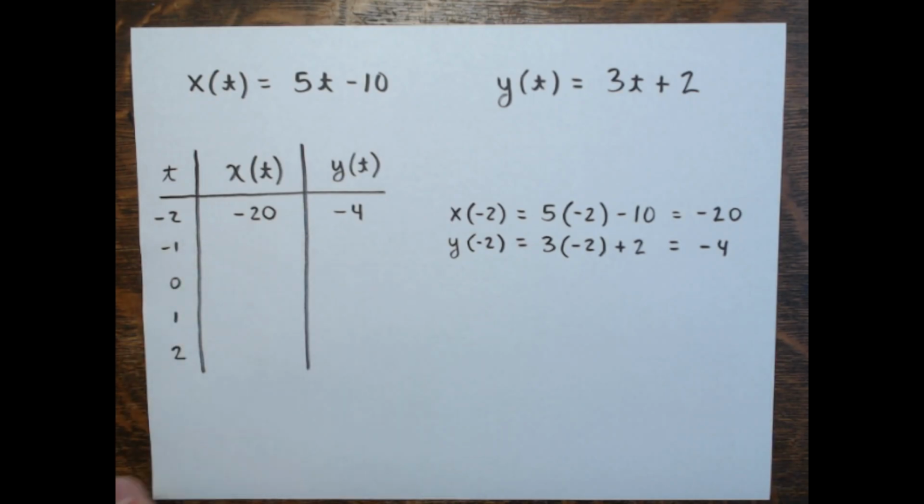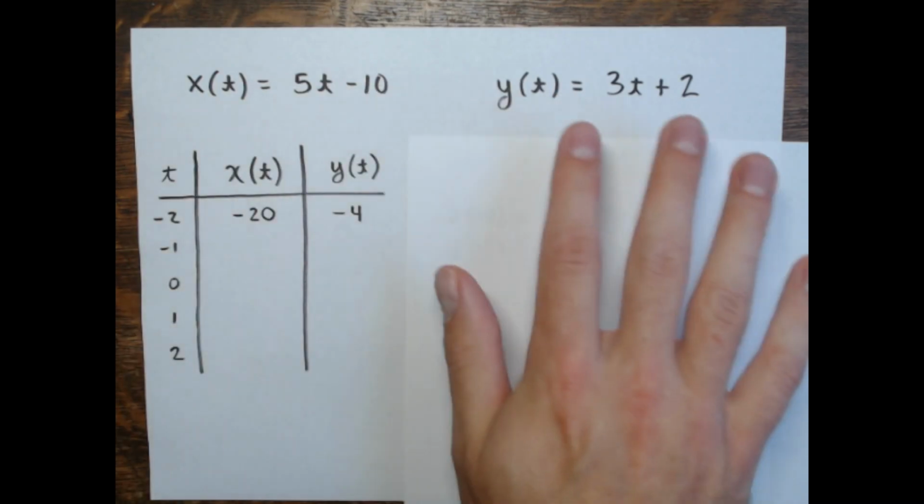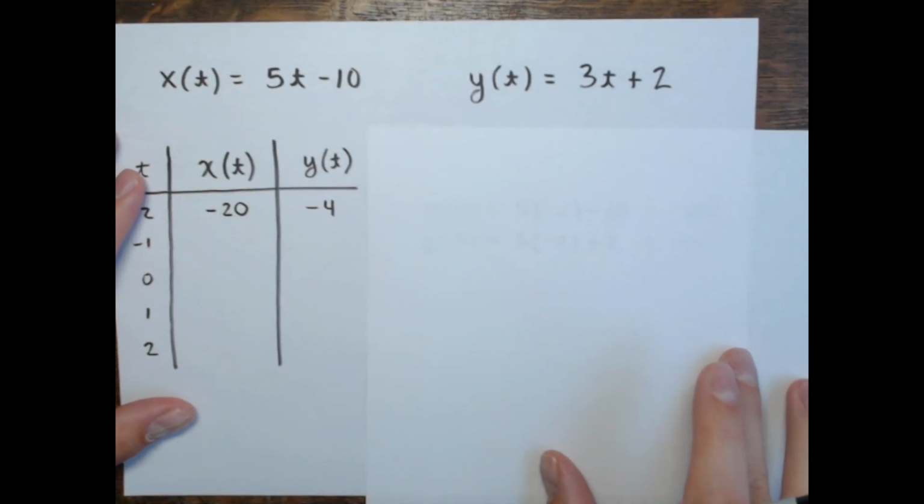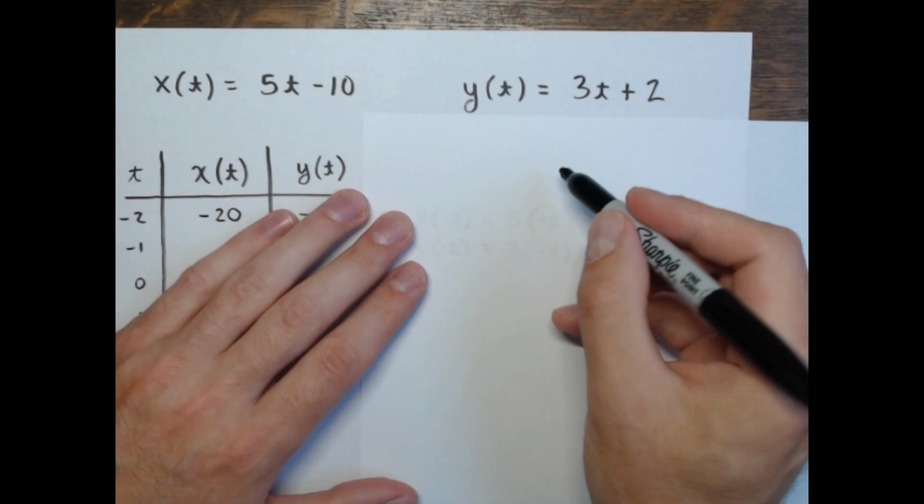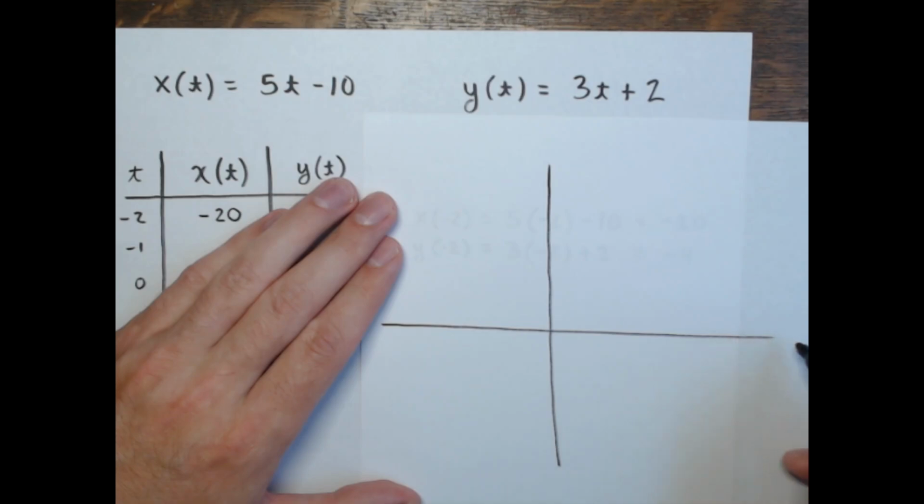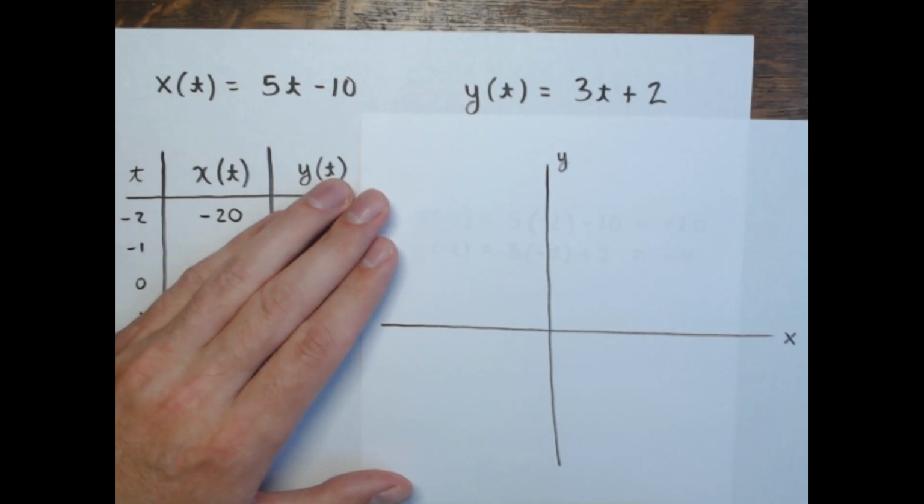And then, I know it's not part of the exercise, but this will come up in the future, so might as well talk about it now. We can also graph our locations on the xy plane, right? We have an x equation, a y equation. So I'm going to go over here and make a little xy plane. If you have graph paper, that might be nicer.